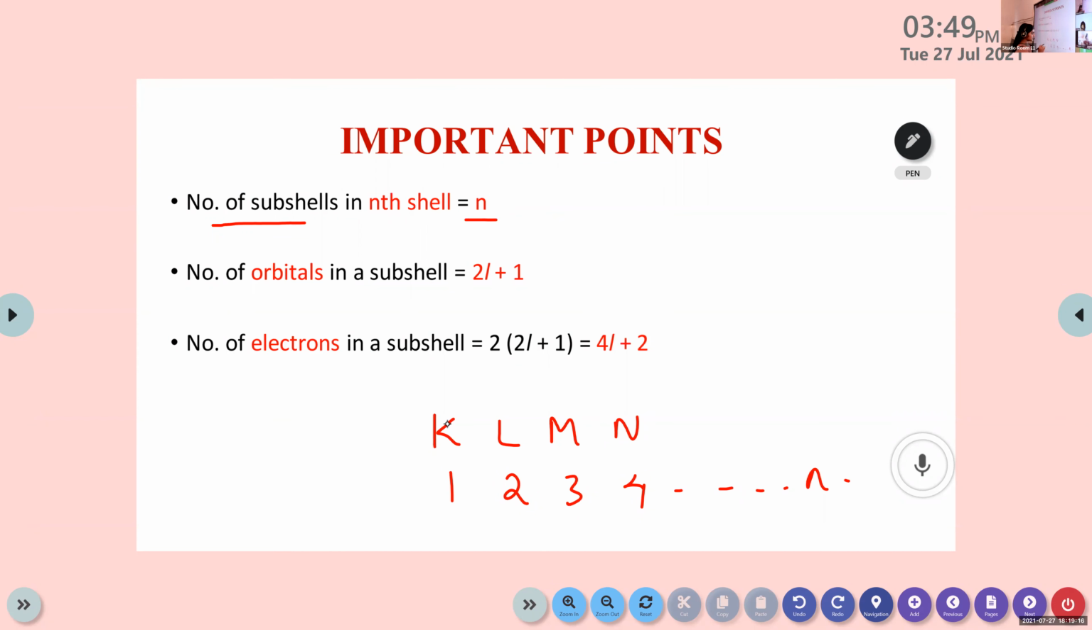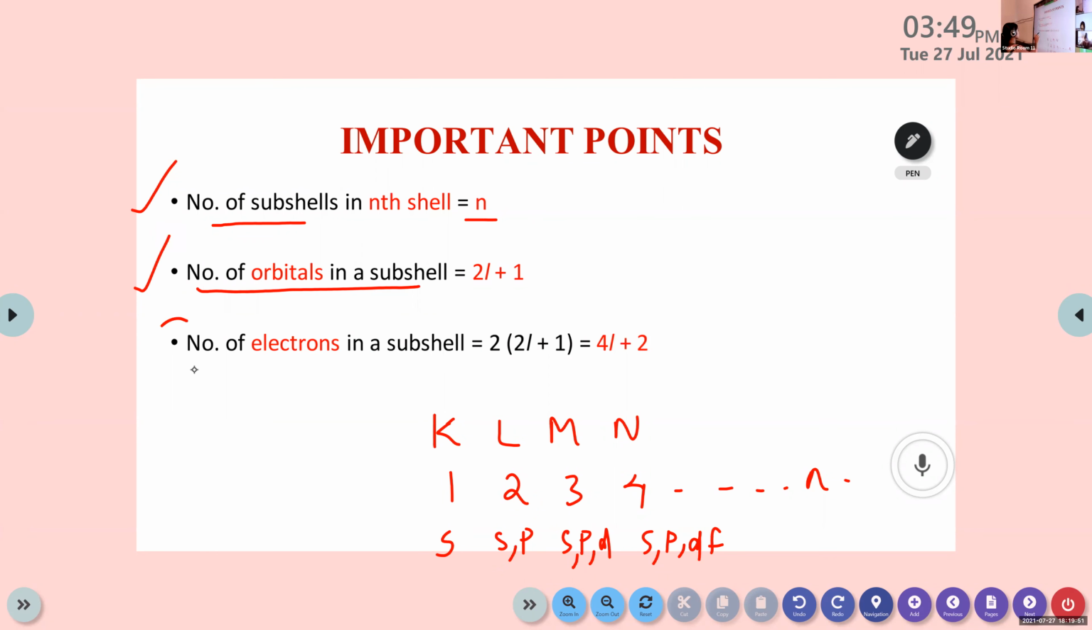You know that in main shell K, there is only one subshell, s. Here it is s, p, here it is s, p, d, and here it is s, p, d, f. In the nth shell, there are n subshells. Clear? Then the number of orbitals in a subshell can be calculated by 2l plus 1. You need to write the first 2 points.